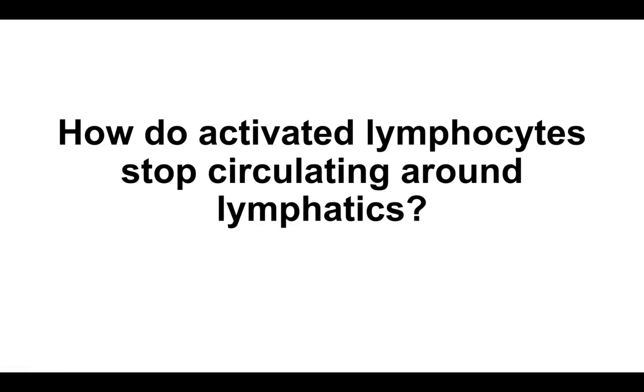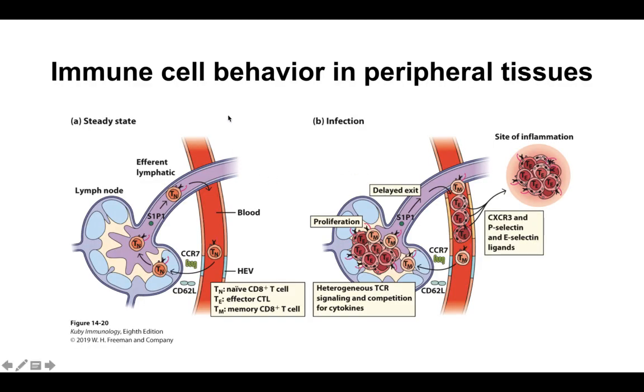How do activated lymphocytes stop circulating around lymphatics? When a T cell is being recruited, just moving through and looking for antigen, it's going to be recruited into the lymph node because it has L-selectin on its surface and CCR7, to look for antigen. If it doesn't find one, it will, through interactions with S1P1, then leave through the efferent lymphatics.